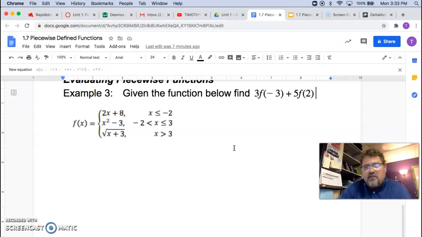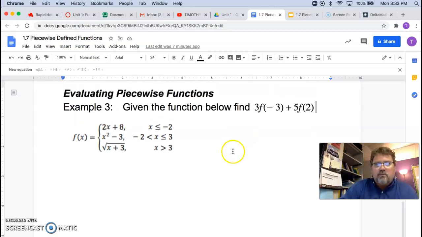Now, the mystery comes in where folks don't know which one to plug it into. They look at this and they say, well, f of negative 3, which one of these do I put it in? All of them? And no, you can't. You have to put that in where it's allowed to go. Think about that now. It can only be one of these at a time along the number line. It can never be simultaneously two of them. That's impossible. It wouldn't be a function.